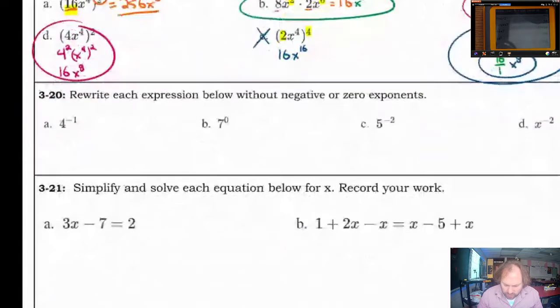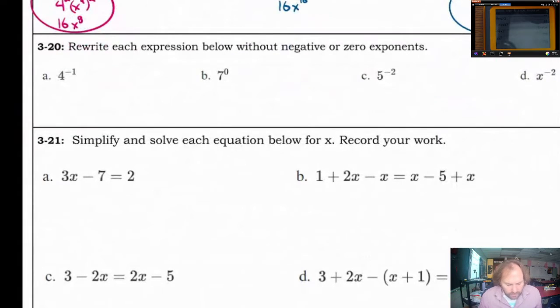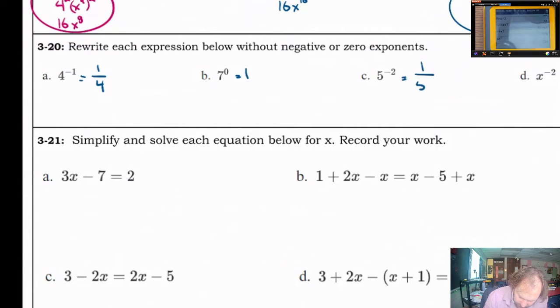3-20 is a common question you'll see on quizzes and stuff going forward. Rewrite each expression below without negative or zero exponents. So this would be 1 over 4, like that, the first one. 7 to the 0 power is equal to 1. C would be 1 over 5 squared, and D would be 1 over x squared. You just take those negative exponents and put them on the bottom of a fraction. You could, I suppose, evaluate things like 5 squared is 25, but who cares at this stage?